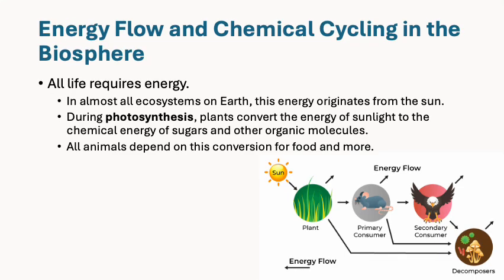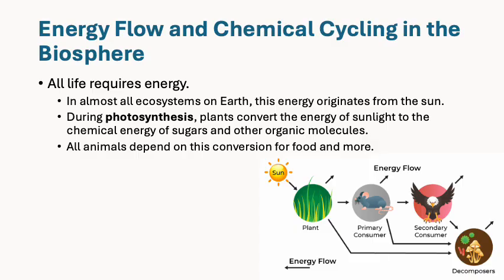All life requires a constant input of energy, and in most ecosystems, that energy can be traced back to the sun. Sunlight is captured by plants during photosynthesis and converted into chemical energy stored in sugars and other organic molecules. That stored energy does not stay locked inside plants. It moves through ecosystems as organisms eat plants or eat other organisms that have eaten plants.